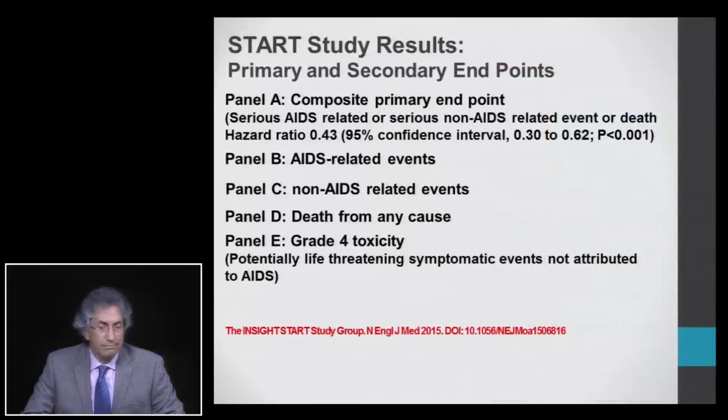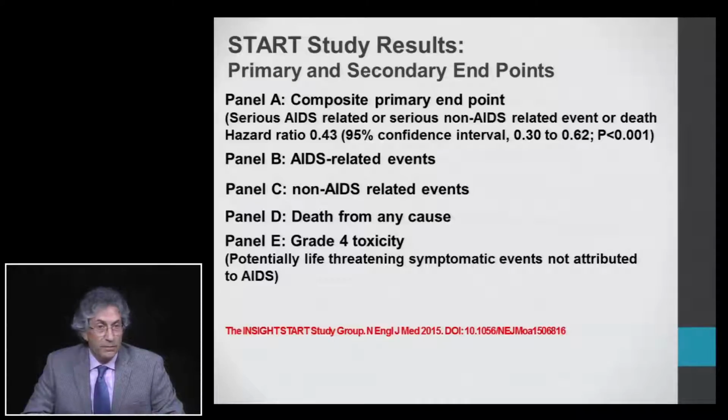Okay. Now we turn to the results of the START study. There are many tables on the next slide showing the results, so we put the explanation of the different panels on this first slide. We'll focus on panel A and panel E. Panel A shows the composite primary endpoints, which is the combination of a serious AIDS-related event or a serious non-AIDS-related event or death occurring in a person randomized to this trial.